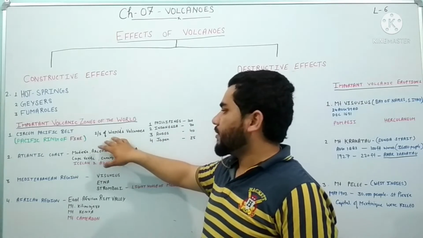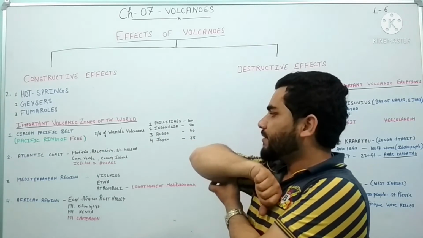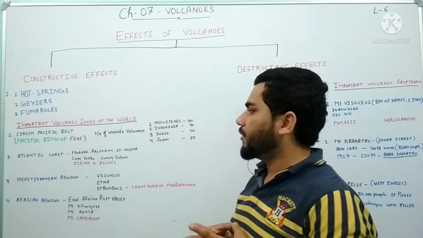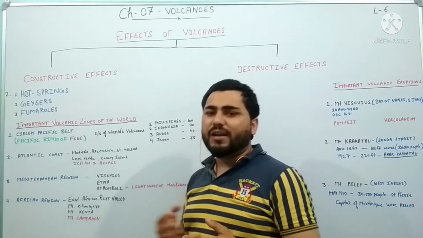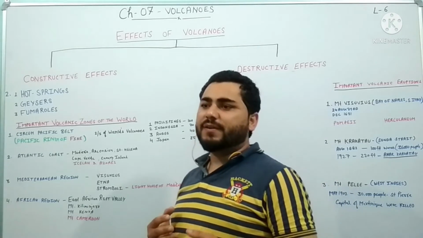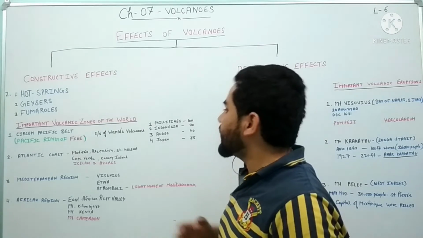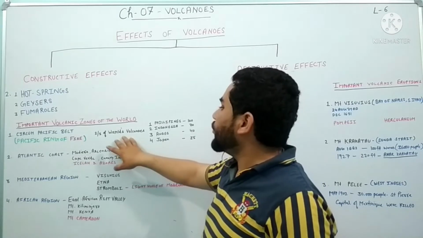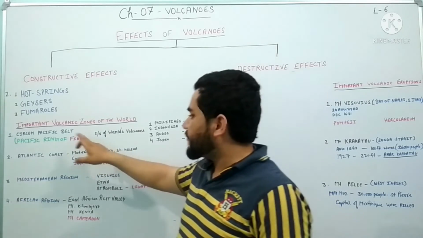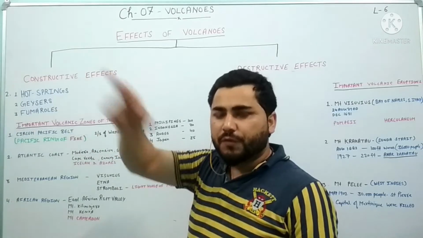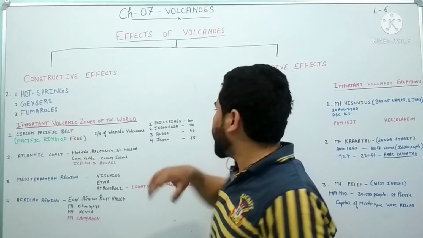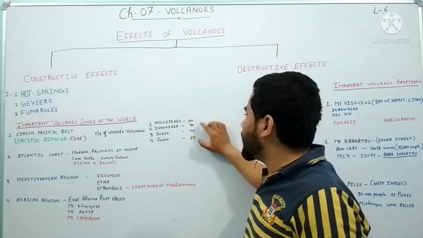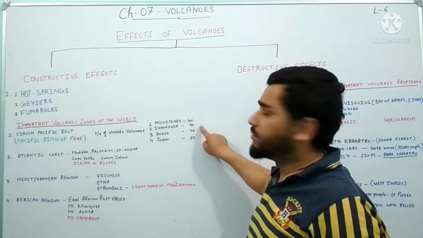Here at the Circum-Pacific Belt, what happens? The tectonic plates are moving, and on the boundaries of continental plates as well as the Pacific Ocean plate, some volcanic activity takes place. Two-thirds of the world's volcanoes are in this region only, on the verges of the Pacific Ocean. In the Philippines, around 100 active volcanoes are there. In Indonesia, around 70 active volcanoes are there.